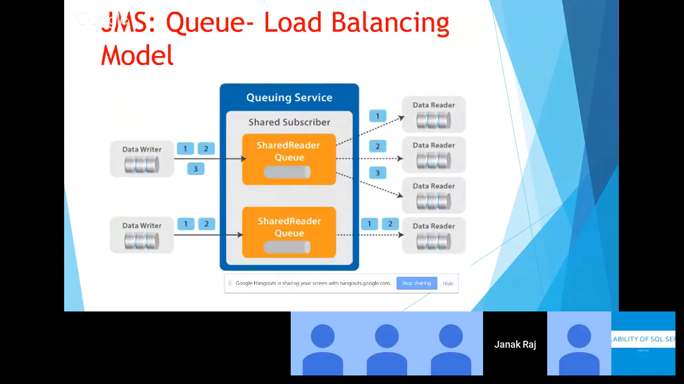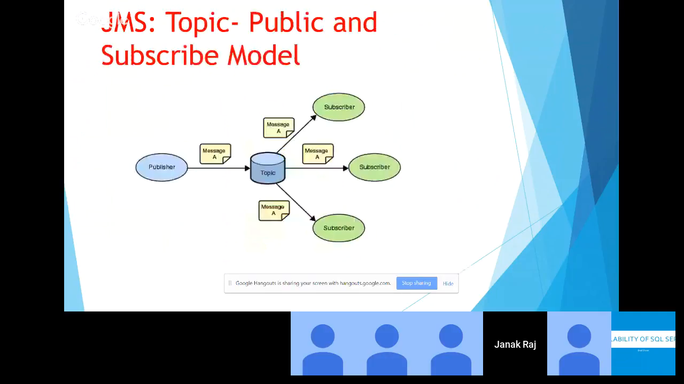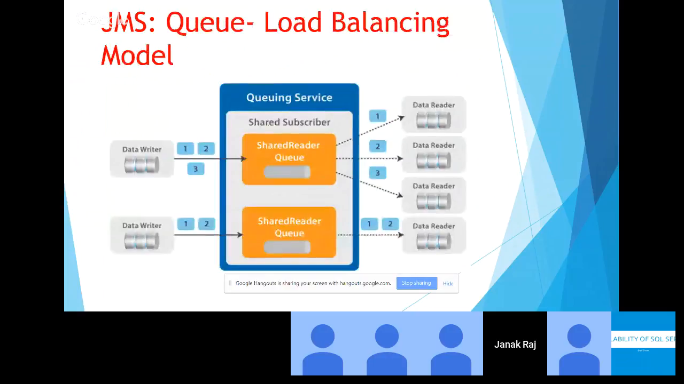Now let's move to the JMS queue load balancing model. There are two models actually. One is topic, that is publish and subscribe model. Another is queue, that is load balancing model. Let's discuss the queue load balancing model. It is also called point-to-point model.